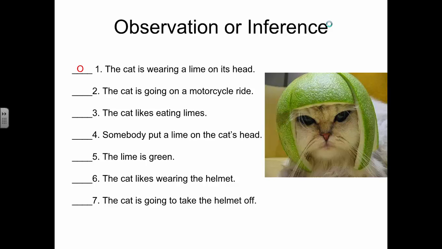Inference. The cat likes eating limes. Jack? Inference. Somebody put a lime on the cat's head. Abby? Inference. The lime is green, Elizabeth. That's an observation. The cat likes wearing a helmet. The cat's going to take the helmet off. Tyler? He looks like he likes it.